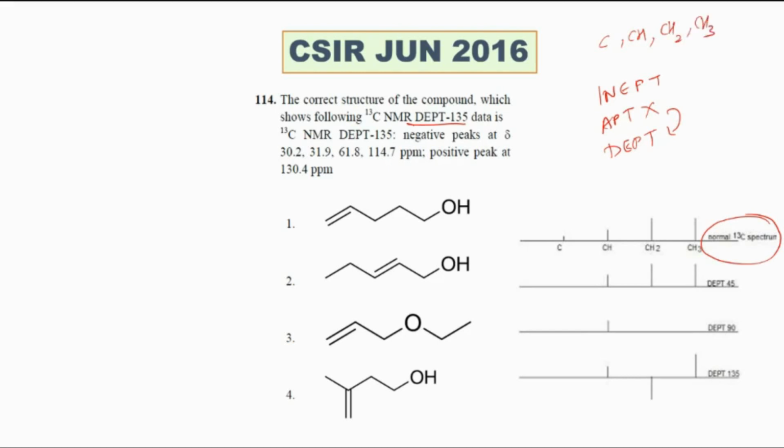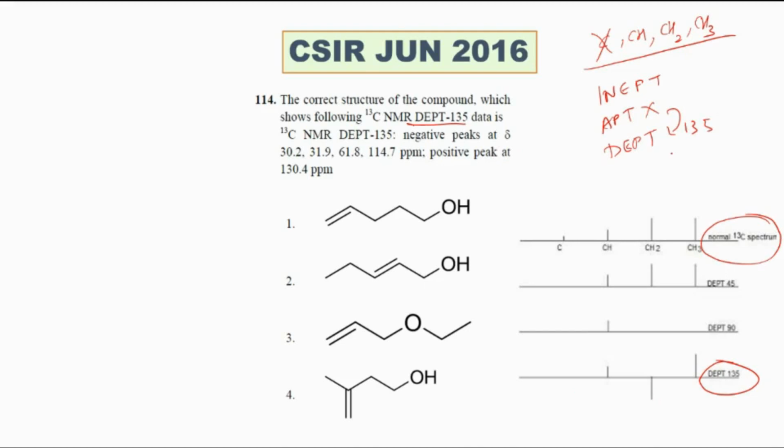4 types of carbon. Normally in the normal spectrum we can see all 4 carbons, but in DEPT the quaternary carbon is not seen. So DEPT 135 will tell you the positive peaks and negative peaks. They are all editing techniques. You don't need to look at too many details. So positive peaks, negative peaks.